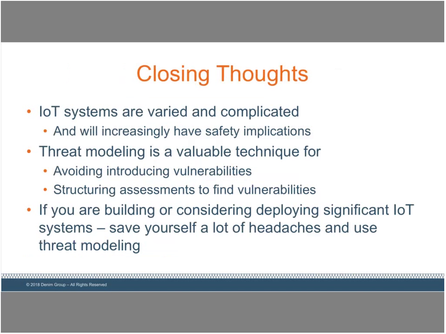And just for closing thoughts, IoT systems vary and are complicated, which is cool. Just like mobile applications allowed businesses and individuals to do things they couldn't do before, we're similarly seeing that type of increase in capability, that type of opportunity to innovate, which is great. The problem is IoT brings a tremendous amount of complexity, and that complexity is increasingly tied up in systems that potentially have safety implications.